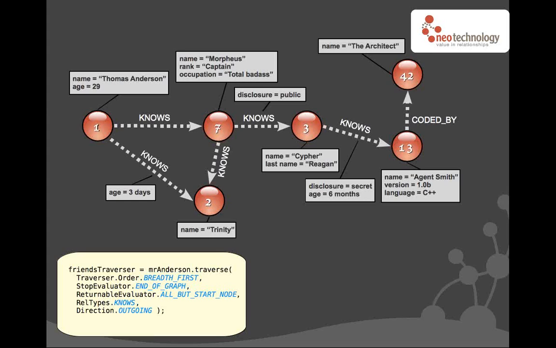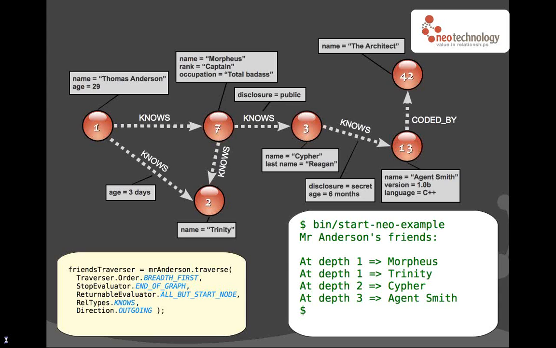So that means that it's going to go back to 1. It's going to go across the other relationship and end up at 2. It's going to ask the returnable evaluator, well, is this one okay? Should I return it? And it's going to say, well, this is not the start node, so let's return that one. And after a while, you can see that we're printing Morpheus, Trinity, Cypher, and then finally we're printing Agent Smith.